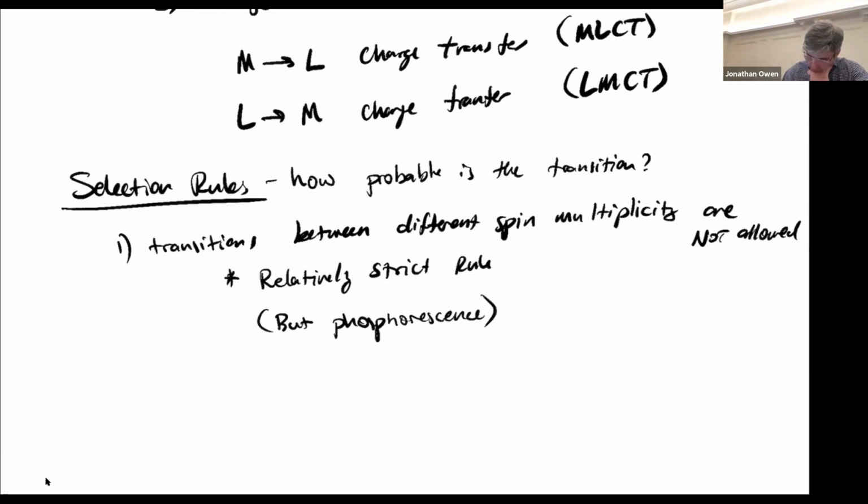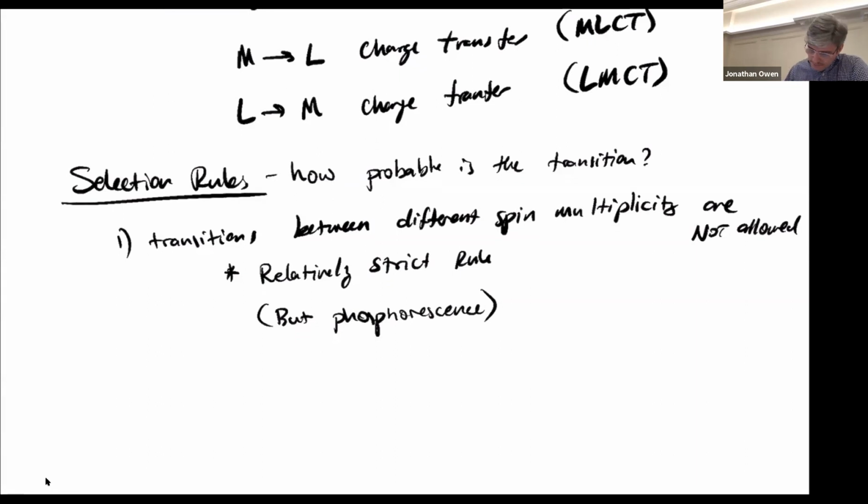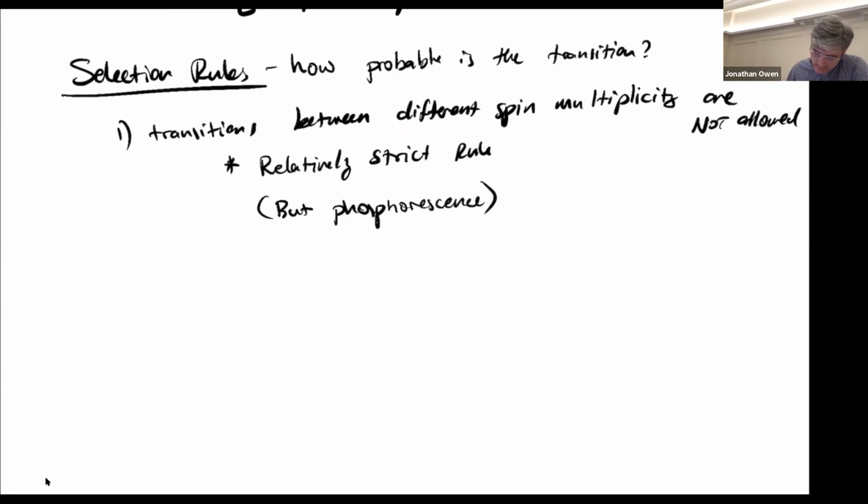Phosphorescence. Phosphorescence is an example of a luminescence transition involving different spin multiplicities. So phosphorescence happens, but it's not that probable. It tends to be slow. Glow-in-the-dark materials are phosphorescent. Yeah, one more note about that.